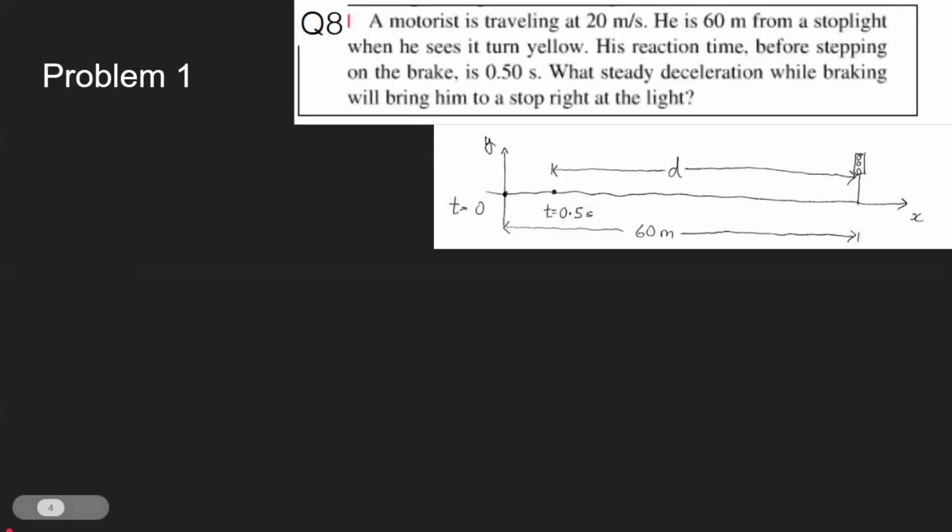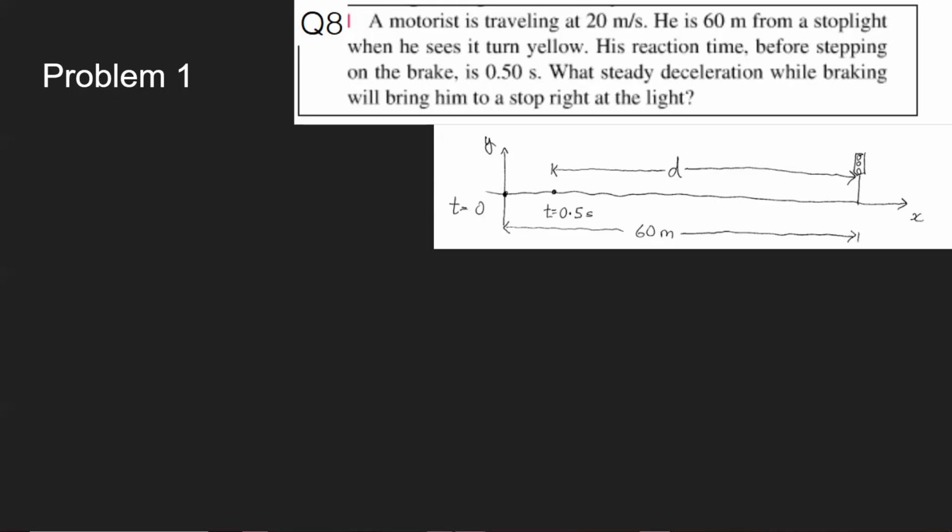So let's look at this first problem. A motorist is traveling 20 meters per second. He is 60 meters from a stoplight when he sees it turn yellow. His reaction time before stepping on the brake is 0.5 seconds. What steady deceleration while braking will bring him to a stop right at the light?